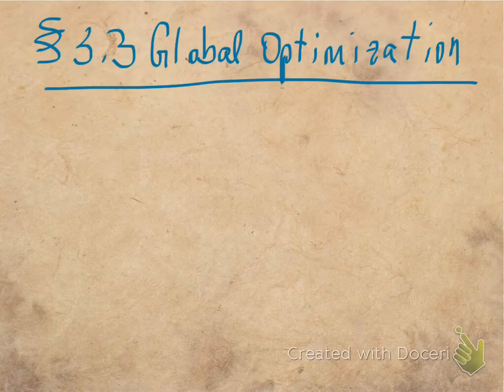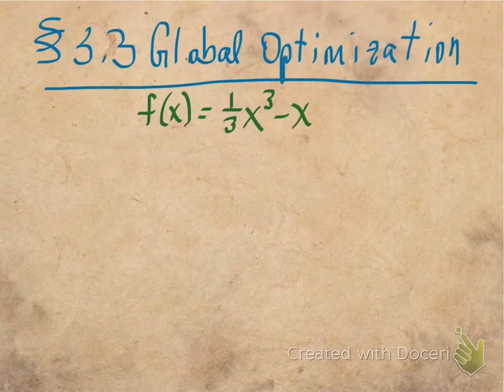This is the video for section 3.3, global optimization. In this section, we're going to be interested in finding global or absolute extrema for a function on given intervals. To motivate what we'll do in this section, let's look at the function f of x equals 1/3 x cubed minus x.